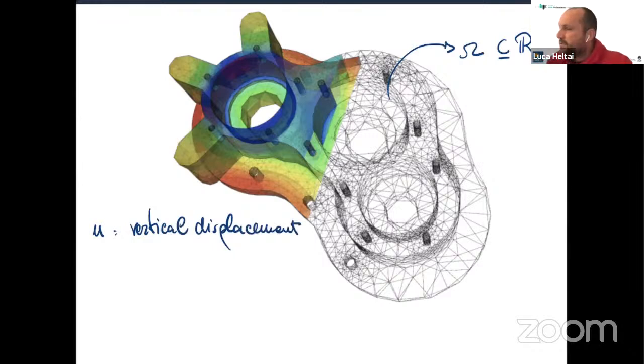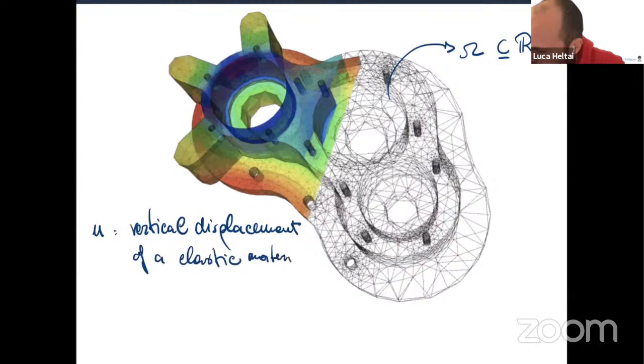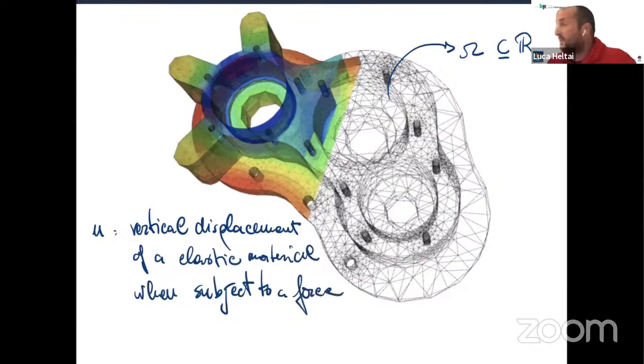of every point of this object that you see here. So this is a complicated object in 3 dimensions, and we would like to construct a field that describes the vertical displacement of an elastic material, when subject to an external force.